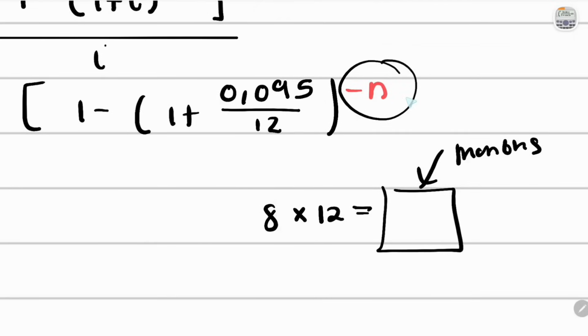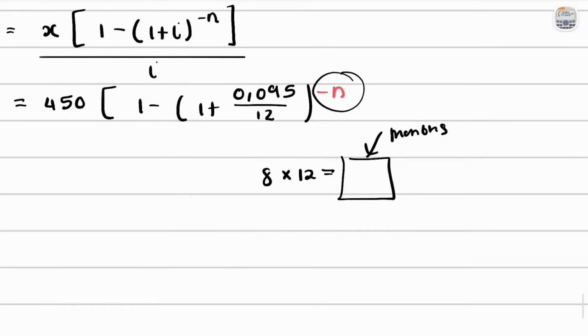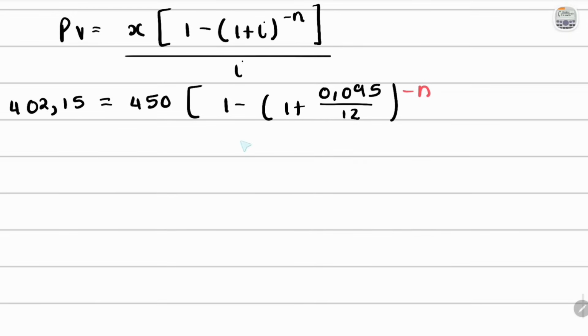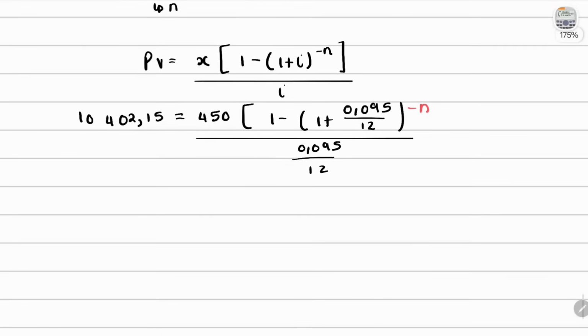The only time it will be necessary to multiply n by whatever compounding you have is when you're trying to find out how many years, for example, and it was compounded in months, because then you're going to still have to divide by 12 to find out how many years. Okay, and then this goes all over the interest, which is still 0.095 over 12. Okay, so all we're just trying to do here is to get to this point.